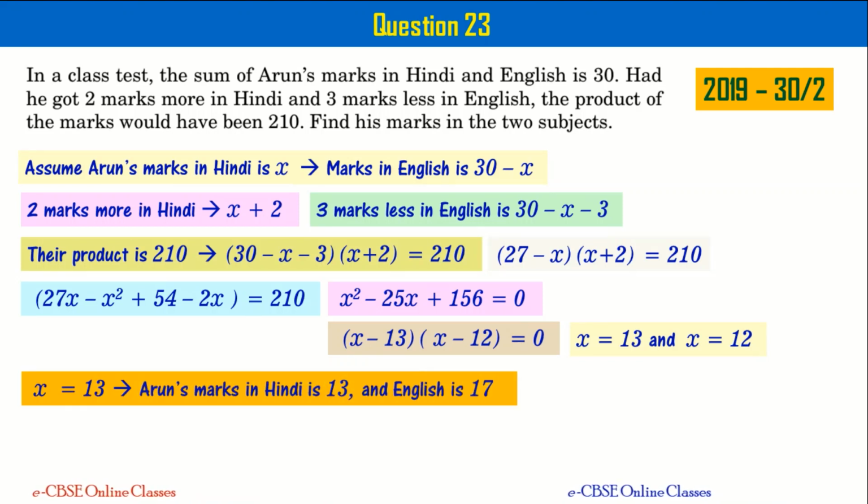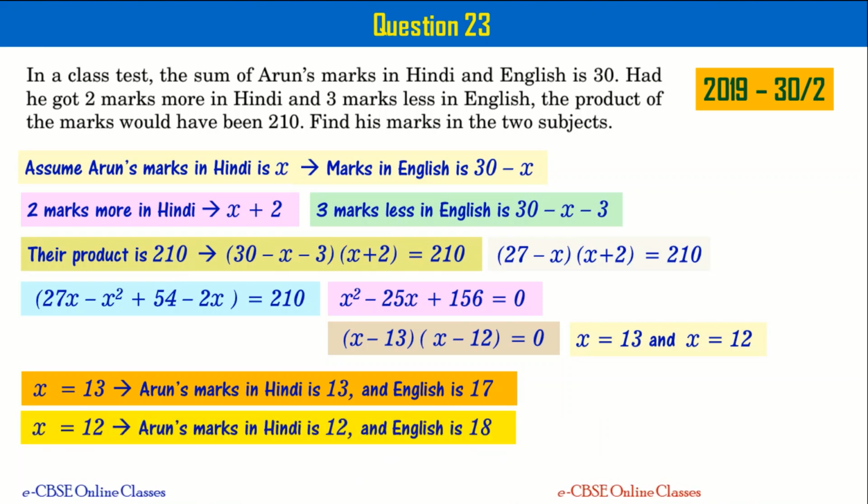If I choose x equal to 13, then Arun's marks in Hindi are going to be 13 and English is going to be 17. That is 30 minus 13, right? I can choose x equal to 12 also. If I choose x equal to 12, then Arun's marks in Hindi are going to be 12 and English are going to be 18, right?